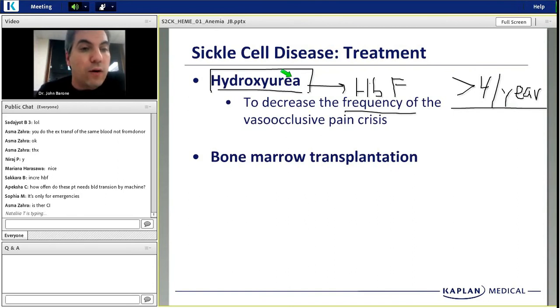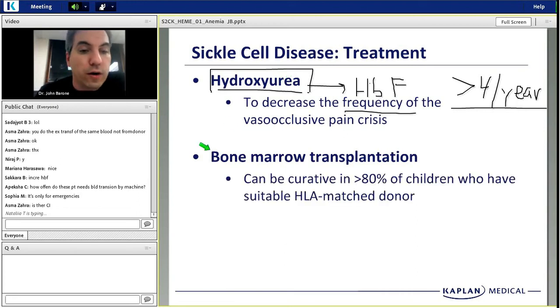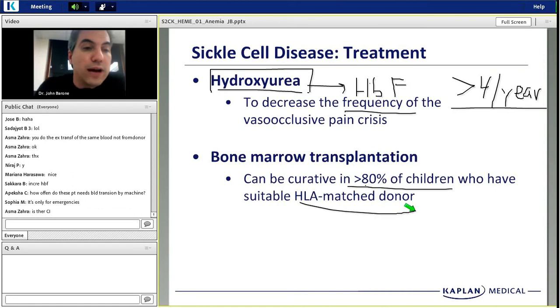Good. Now, the only known cure is a bone marrow transplant. It's your only known cure. Okay? You can cure about 80% or more of children. So if these children have really bad sickle cell cases, transplantation is a good idea if you can get an HLA matched donor. So we transplant them. Now adults don't do so good.